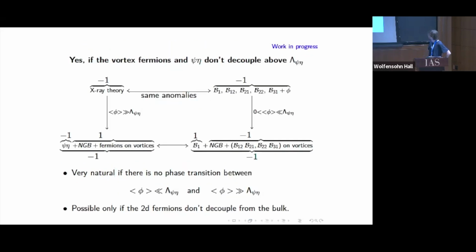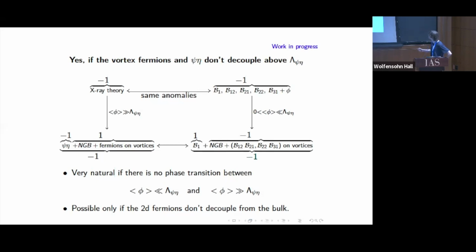Yes, we simply have to modify something a little bit. We start from this UV theory, which has this fermion parity anomaly. And if you set the scalar VEV to be big, you flow to the Psieta model, which carries this anomaly, plus fermions on the vortices that don't modify this anomaly.